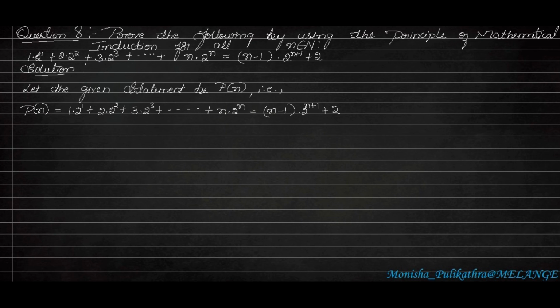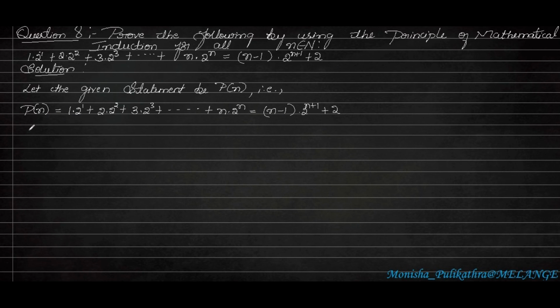So prove the following: 1 into 2 to the power of 1 plus 2 into 2 to the power of 2 plus 3 into 2 to the power of 3 up to n into 2 to the power of n is equal to n minus 1 into 2 to the power of n plus 1 plus 2. As usual, we have to equate the whole series to P of n. So I have already written the question, that is, the whole equation is equal to P of n.